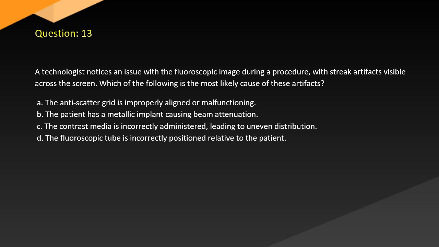Question 13. A technologist notices an issue with the fluoroscopic image during a procedure, with streak artifacts visible across the screen. Which of the following is the most likely cause of these artifacts? A. The anti-scatter grid is improperly aligned or malfunctioning. B. The patient has a metallic implant causing beam attenuation. C. The contrast media is incorrectly administered, leading to uneven distribution. D. The fluoroscopic tube is incorrectly positioned relative to the patient.